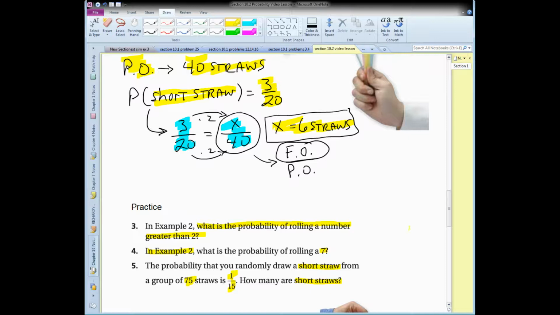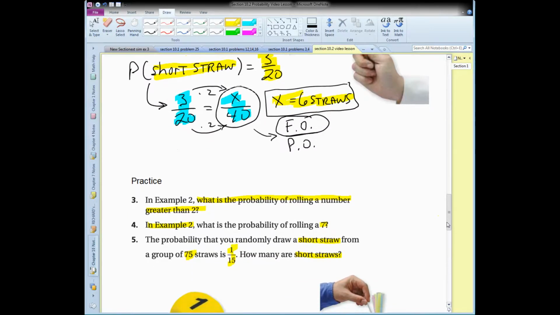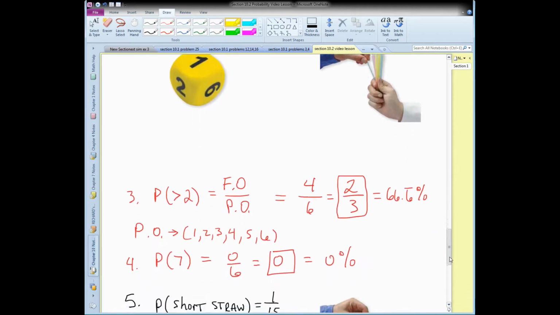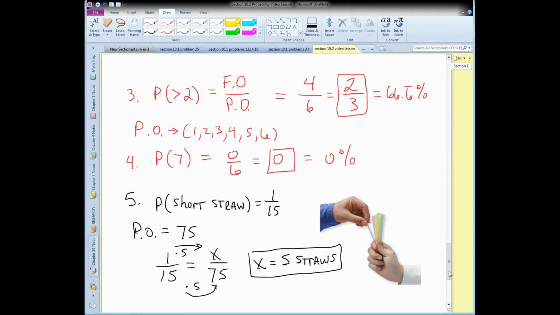All right, so we're back and let's see what we got for answers. So I have the answers down here. So for number 3, the probability of rolling a number greater than 2, here are my possible outcomes, my PO. And all the values greater than 2, 3, 4, 5, and 6, how many favorable outcomes are there? There are 4 of them. So I put that in the numerator. And then I just simplify the fraction, and that's a perfectly good answer. If you want to write it as a percent, you could write it like that. Sometimes it'll ask you to round your answer.